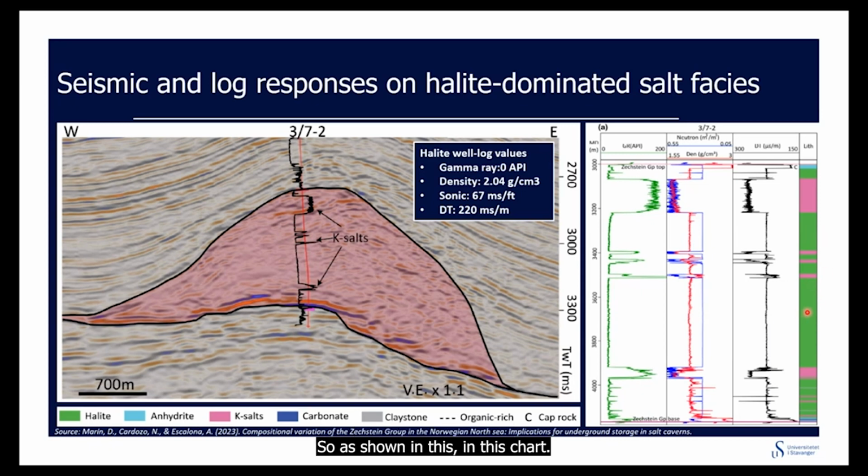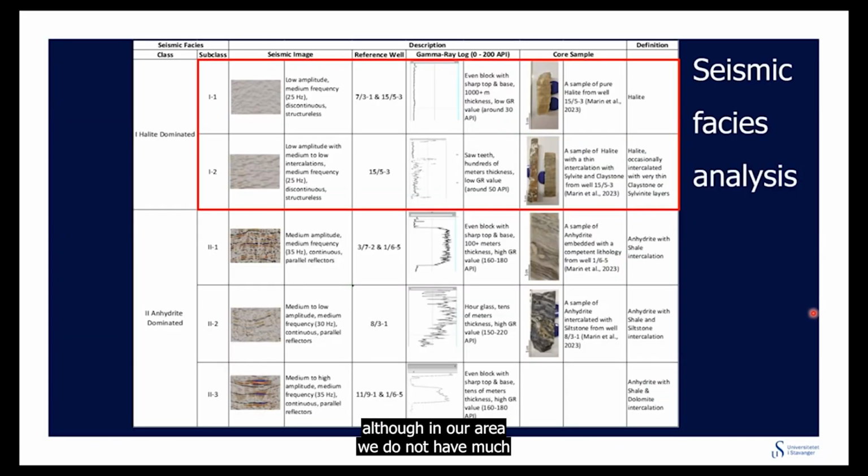As shown in this chart, that's the green area. That's the halide-dominated salt phases. Although in our area we do not have much well control, outside the area we have this seismic expression in combination with well logs. So we defined the halide-dominated salt phases apart from the anhydrite-dominated salt phases.